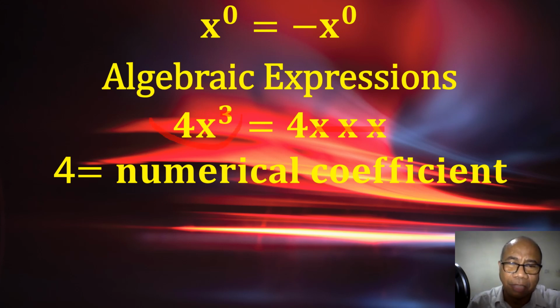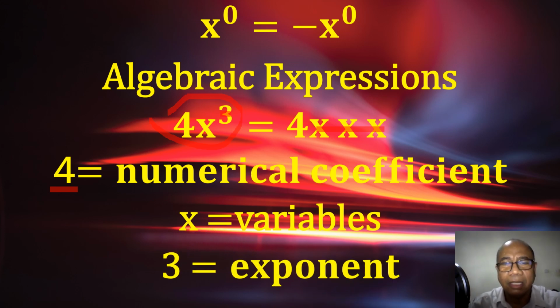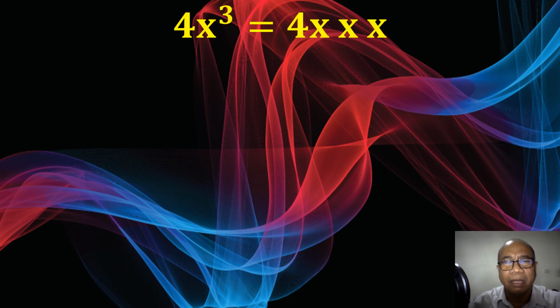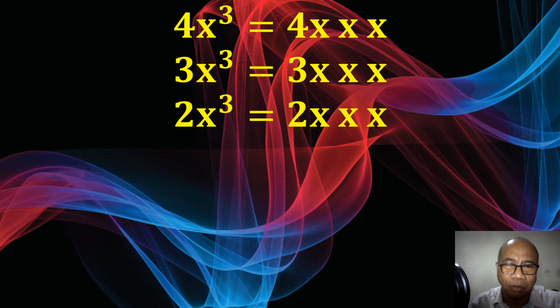And in this algebraic expression, 4 is numerical coefficient, x is variables because it depends on the situations, the value of x, and 3 is our exponent. Now, let's go to the next slide. 4x cubed is equal to 4 multiplied by x, multiplied by x, multiplied by x. And 3x cubed is equal to 3 multiplied by x, multiplied by x, multiplied by x. 2 multiplied by x cubed is simply 2 multiplied by x, multiplied by x, multiplied by x.